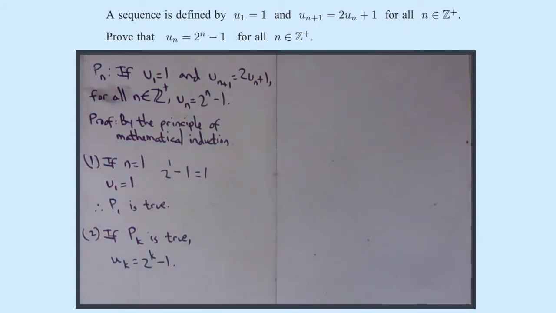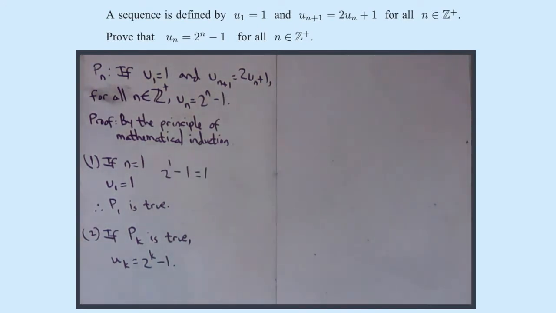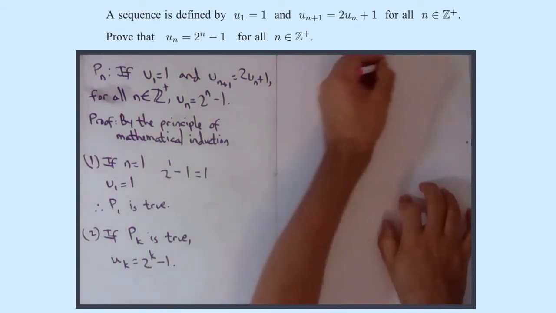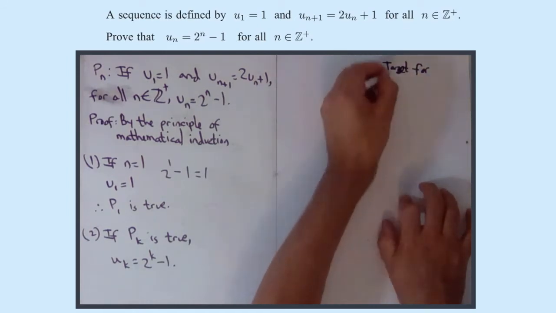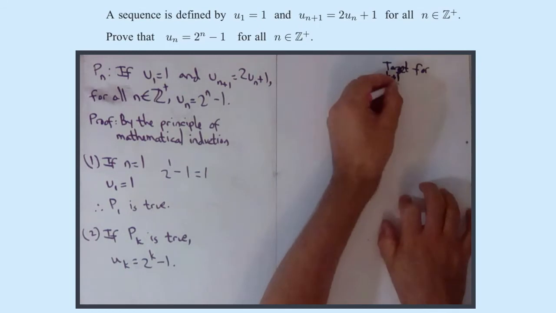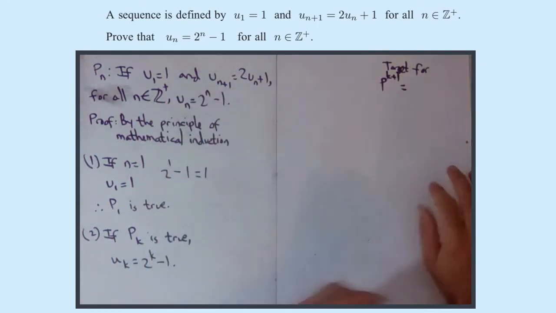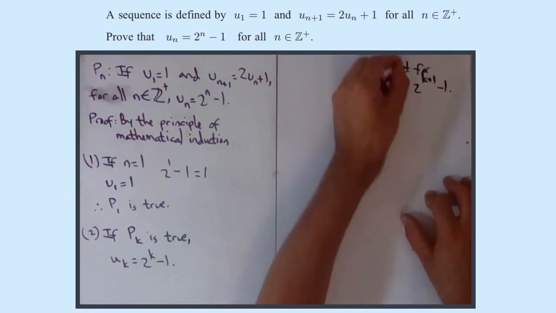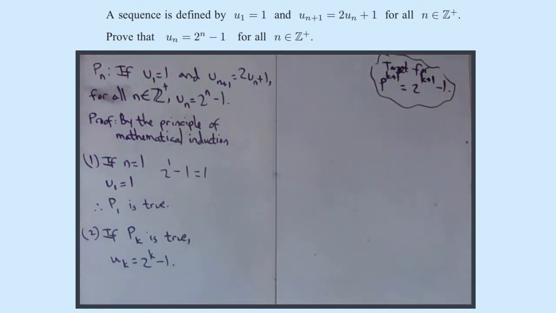Now we need to take the inductive step and we need to write an expression for Pk+1. So we need to do this and we have a target in mind. So target for Pk+1, we want it to be 2 to the k plus 1 minus 1. So that's what we want. So we're going to have to write 2 to the k plus 1.